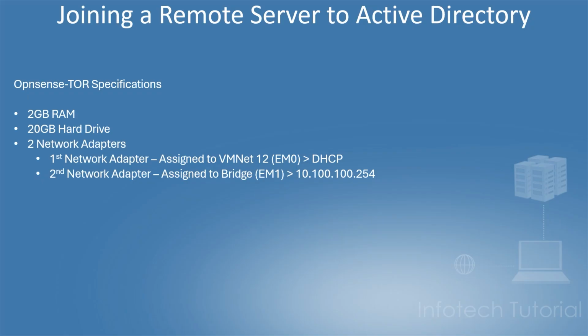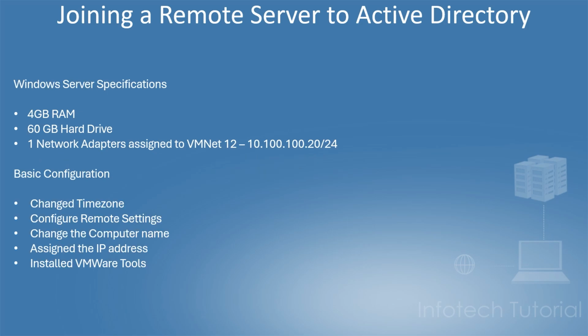It's a LAN interface, and the IP address is 10.100.100.254. And my Windows server is created with 4 GB of RAM. It has 60 GB hard drive space, and it has one network adapter that is on the VMnet 12 network with the IP address 10.100.100.20. And also for the Windows server, I just went through like the basic setup.